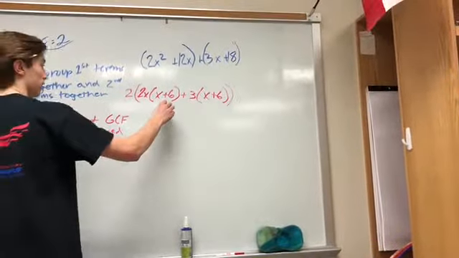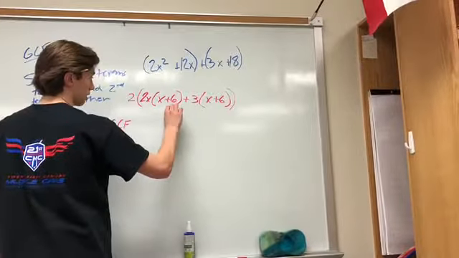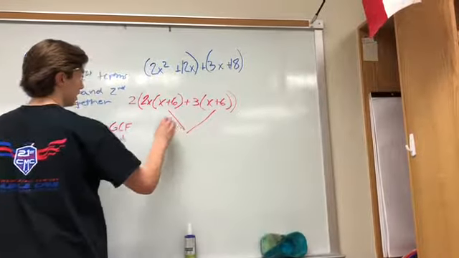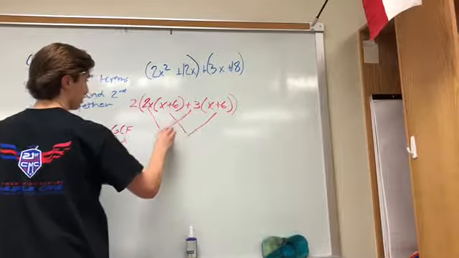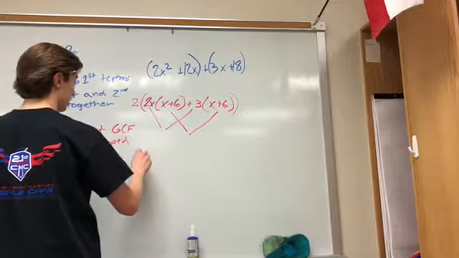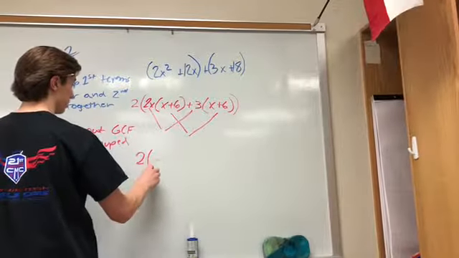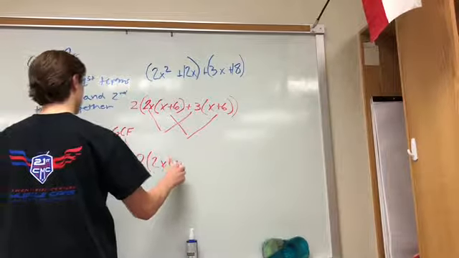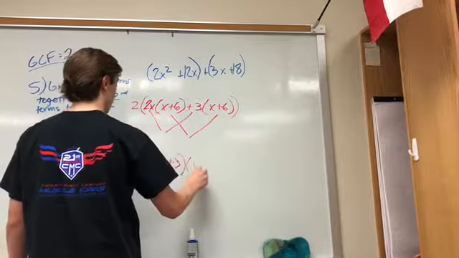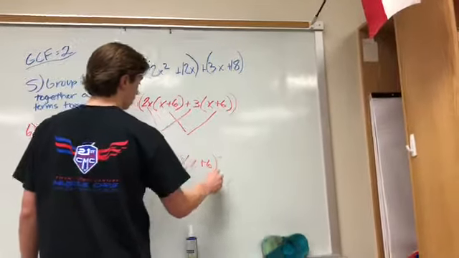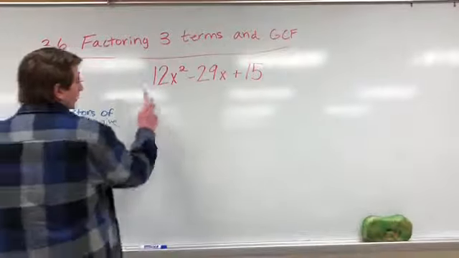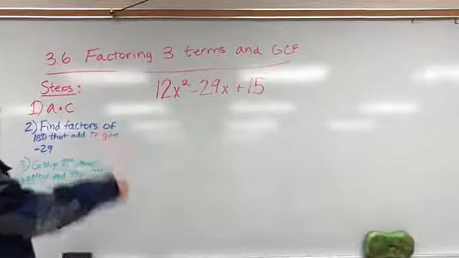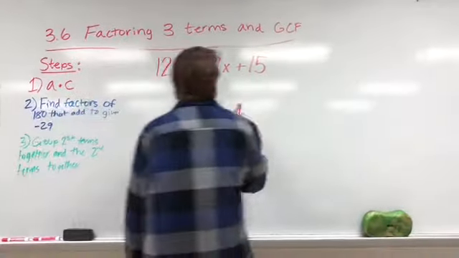Now, for your final answer, these must match and these go together. So your final answer will be 2 parentheses 2x plus 3 and x plus 6. Okay, got another equation here, 12x squared minus 29x plus 15.